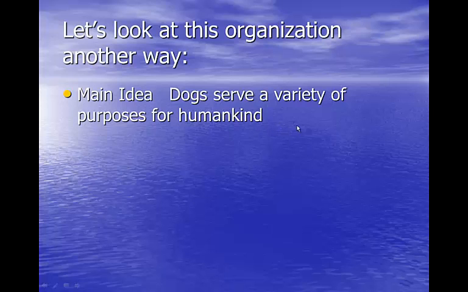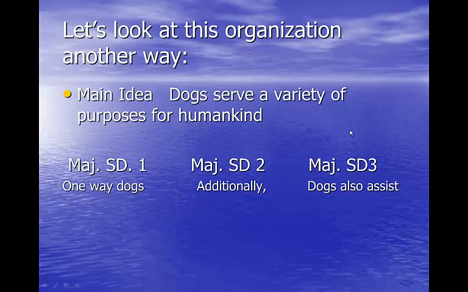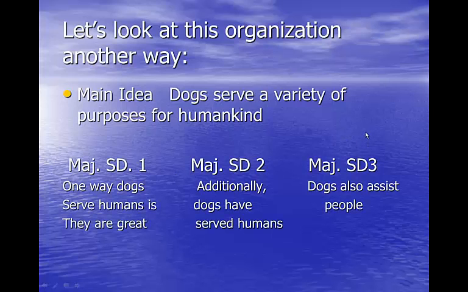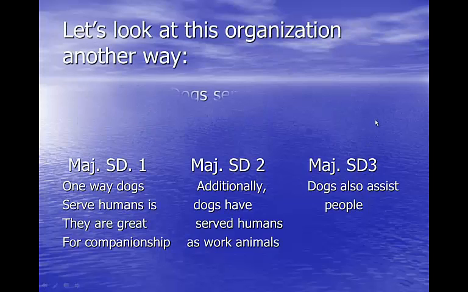Okay, so here's our main idea. Now let's break it down into our major supporting details. We have 1, 2, and 3. One way they serve humans is they are great for companionship. They serve humans as work animals, and they assist people. So here we have main idea, major supporting detail 1, major supporting detail 2, and major supporting detail 3. All right.